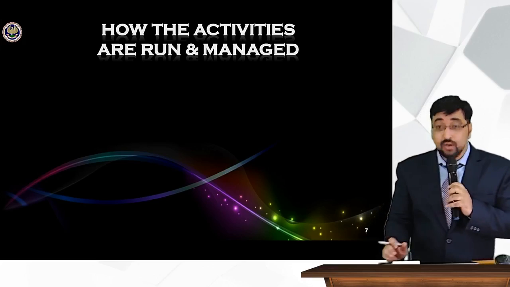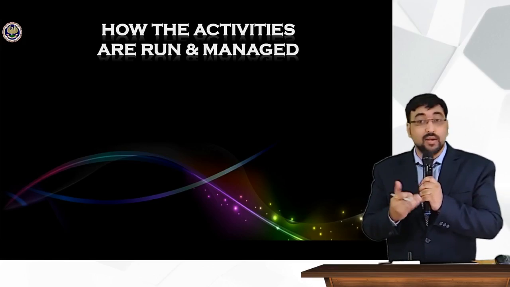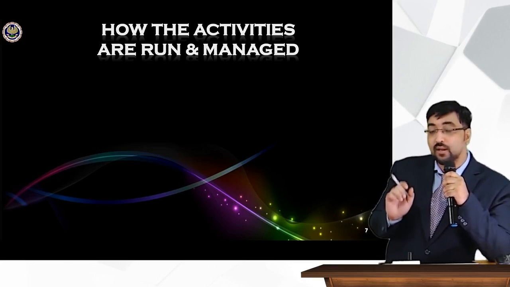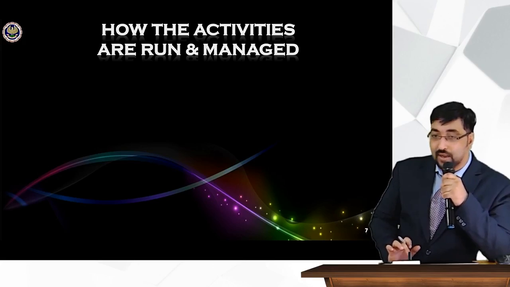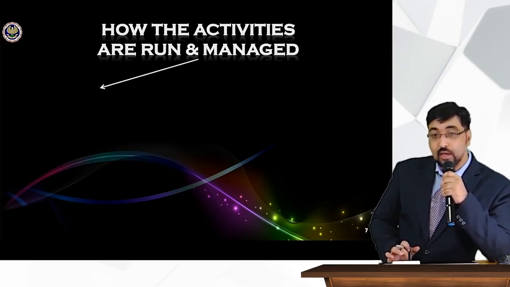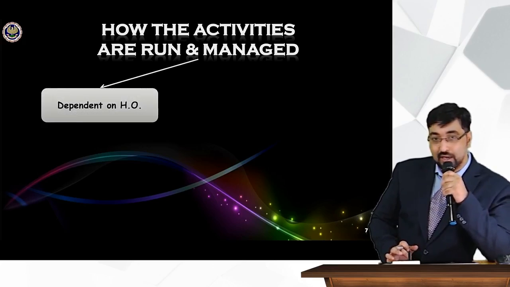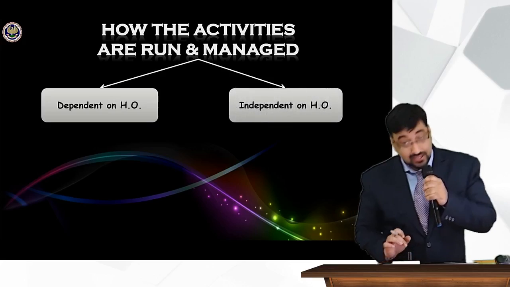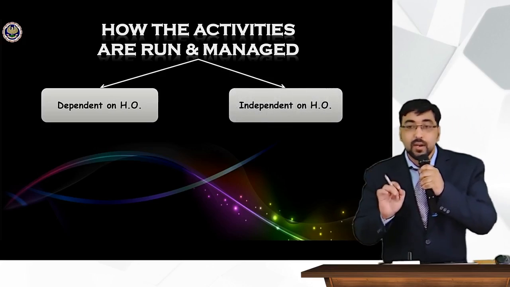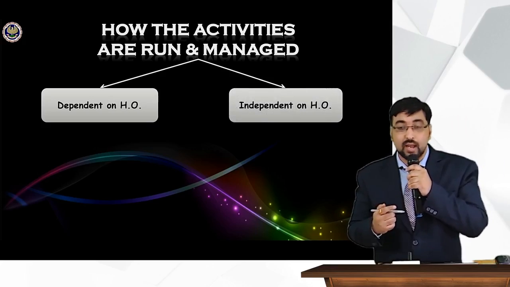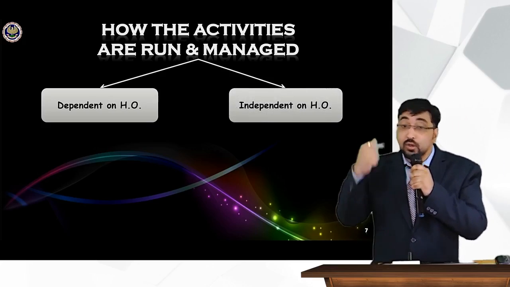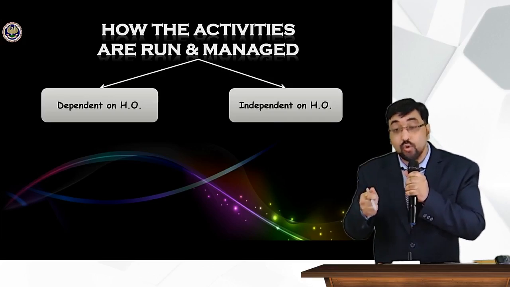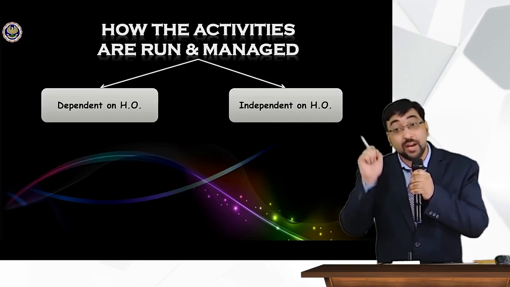So we'll start with some revision, and then I will take the problems one by one. First, I covered that branches are divided into two parts: one is dependent and the second one is independent. If you remember how the activities are run and managed, dependent on HO and the second one is independent of HO. Dependent branch means all activities are run by the branch, but all control is by HO only. Activities are run by the branch, but control and books of accounts are prepared by HO only.